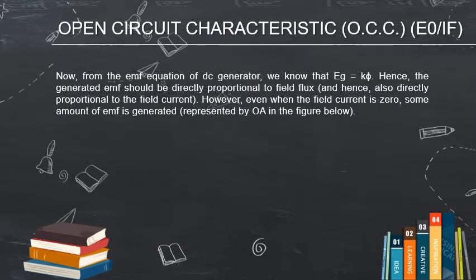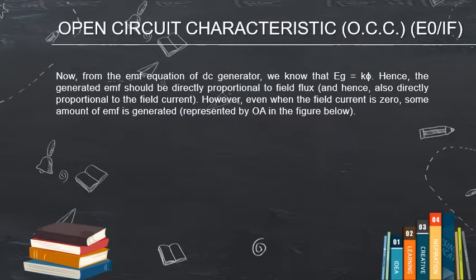Now from the EMF equation of the DC generator, we know that Eg is equal to K phi, or Eg is equal to phi Z N P upon 60 A. Hence the generated EMF should be directly proportional to the field flux, and hence also directly proportional to the field current.